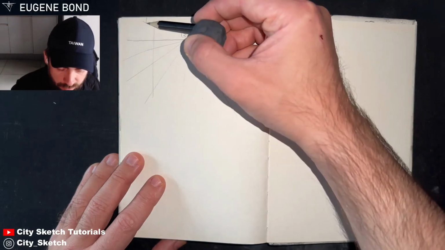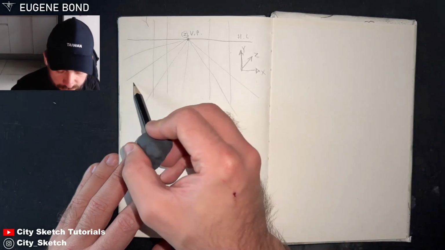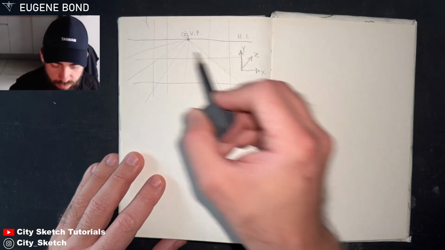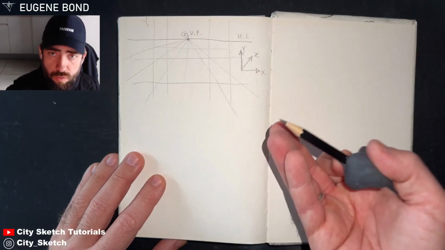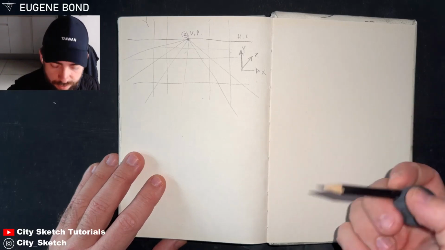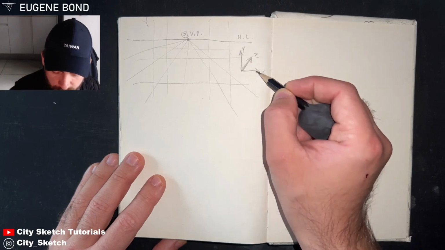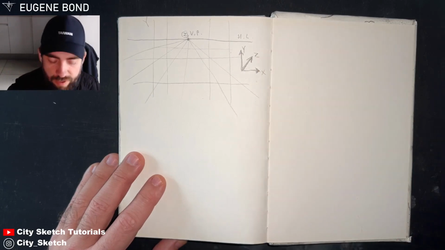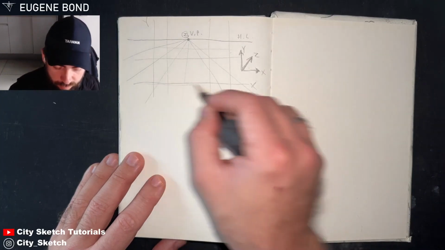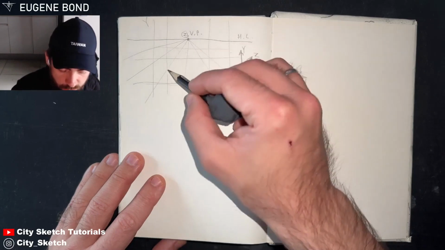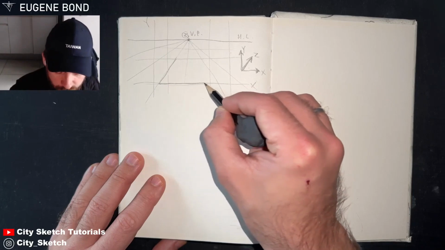The y-axis is just vertical lines here, and the x-axis is horizontal lines. So this is how one vanishing point perspective is usually presented. I just want to mention these three axes: y, z, and x. So with this vanishing point and horizon line, we build this kind of surface.